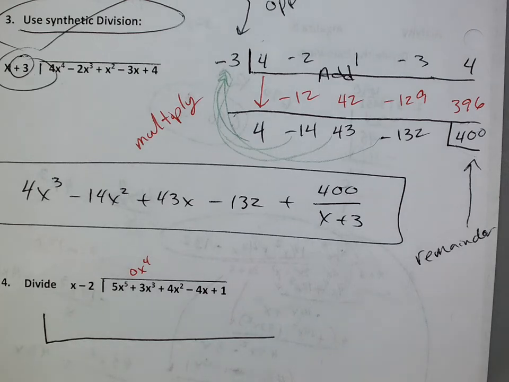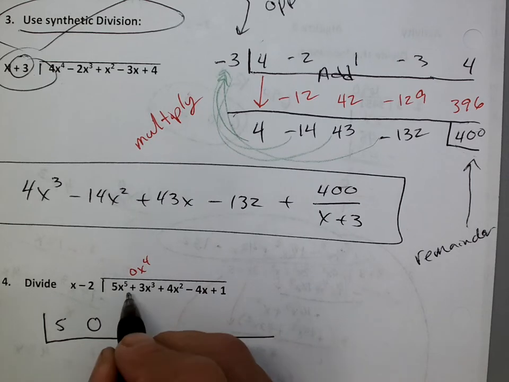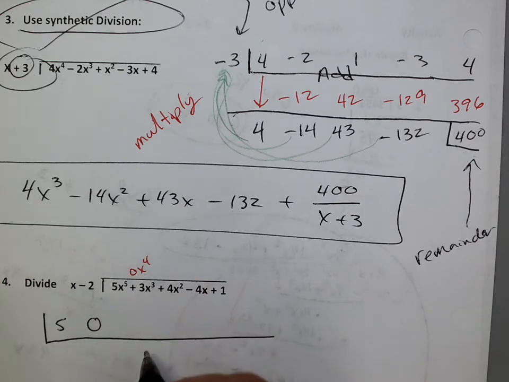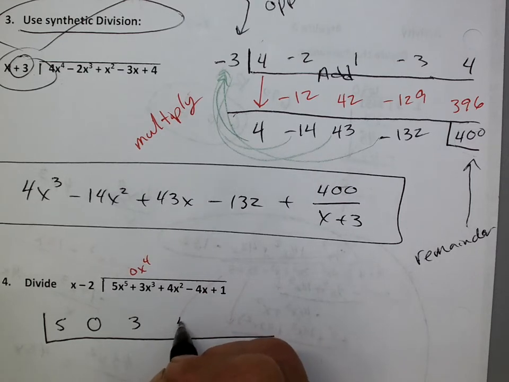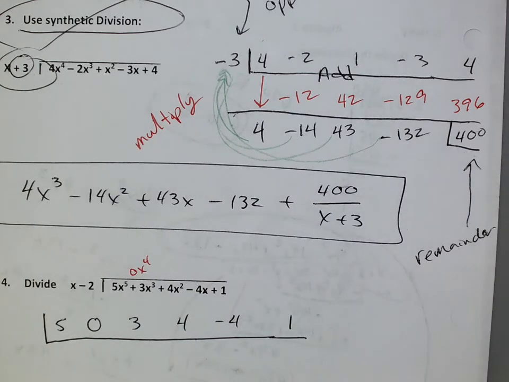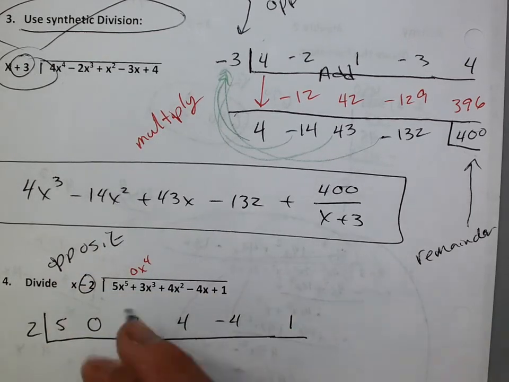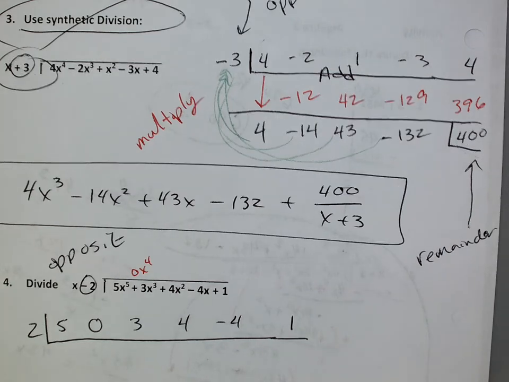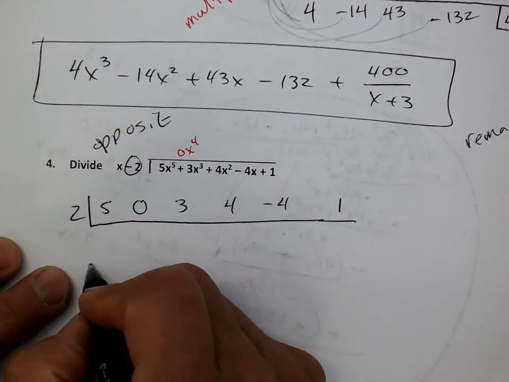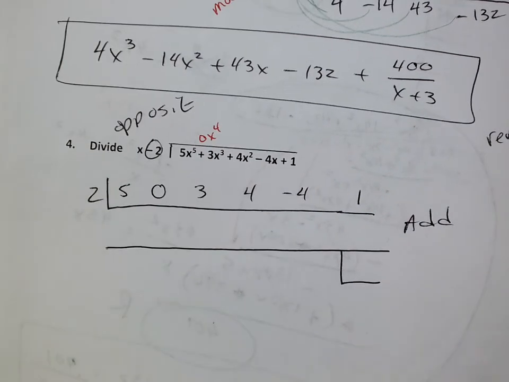So when I put my numbers, I'm going to go 5 for the 5x to the 5th, 0 for my x to the 4th, because there's no x to the 4th term, 3, 4, -4, 1. Okay? First step, put in all of your coefficients. Make sure you put in the missing terms, okay? Bring the opposite. So I'm going to put a 2 here, okay? I'm going to put my add line here with my remainder, okay?